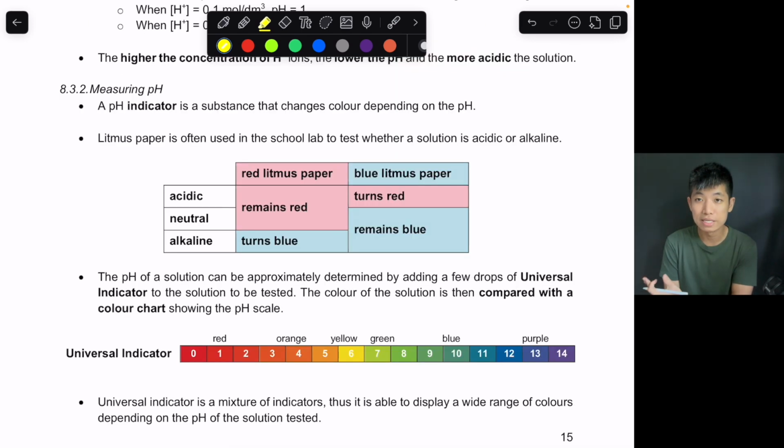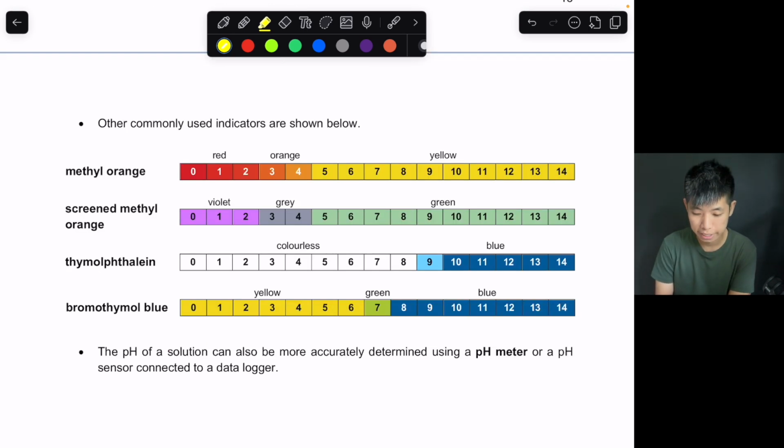Because we can't see H+ and OH- ions, we use a chemical substance known as an indicator to tell how acidic or alkaline something is. So you'll be familiar with the litmus paper already, the red litmus paper and blue litmus paper respectively. We can also test the pH using universal indicator, which is a mixture of different indicators. You can actually get these pH test strips pretty easily. If you want to test the substances at home, you just take one piece of paper and dip it in and you compare against the color chart to tell what the pH is. Over here is a list of other common indicators you will encounter when you do your practical: methyl orange, screened methyl orange, thymolphthalein, and bromothymol blue.